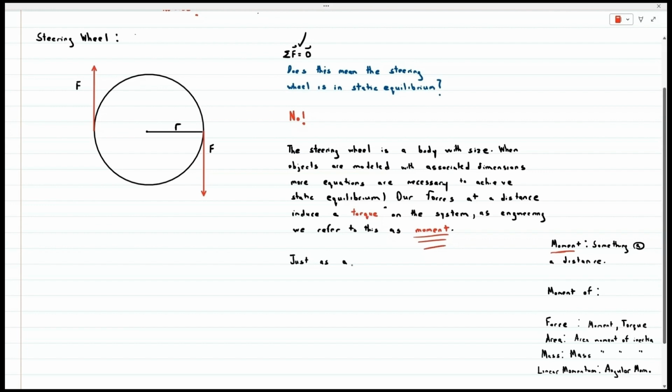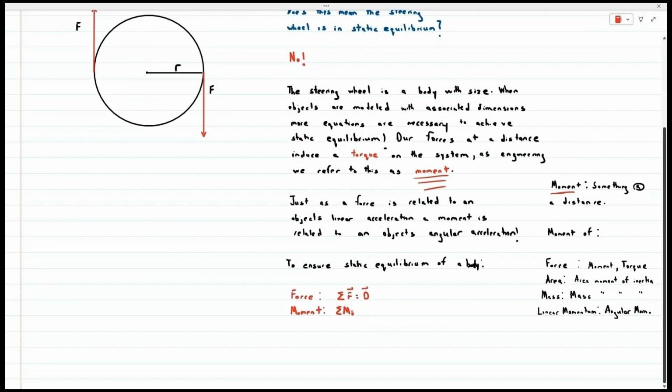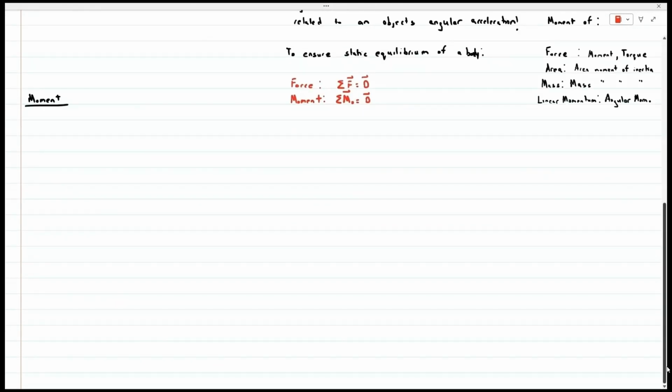Just as a force is related to an object's linear acceleration, a moment is related to an object's angular acceleration. So to ensure the equilibrium of a body, we can't just ensure that the sum of the forces is zero, we also must ensure that the sum of the moments is zero. Let's mathematically define what a moment is. A moment is a vector, and it's produced by a cross product of two terms. If we cross a position vector and a force, what we get is a moment. And moments are always about a certain origin or point.